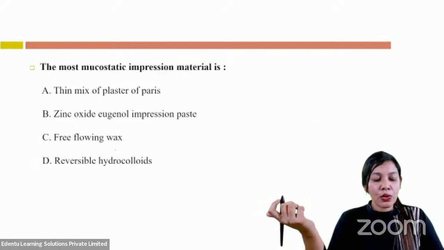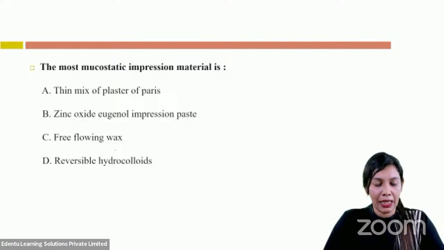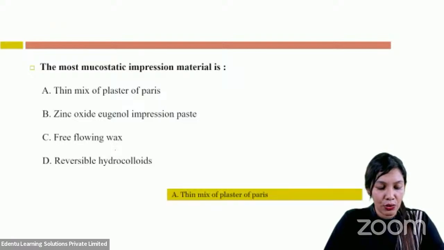Next important question: which is the most mucostatic impression material? Mucostatic means what? It is not moving. So what is it? It is plaster of Paris. With plaster of Paris, we do not give any actions to it.